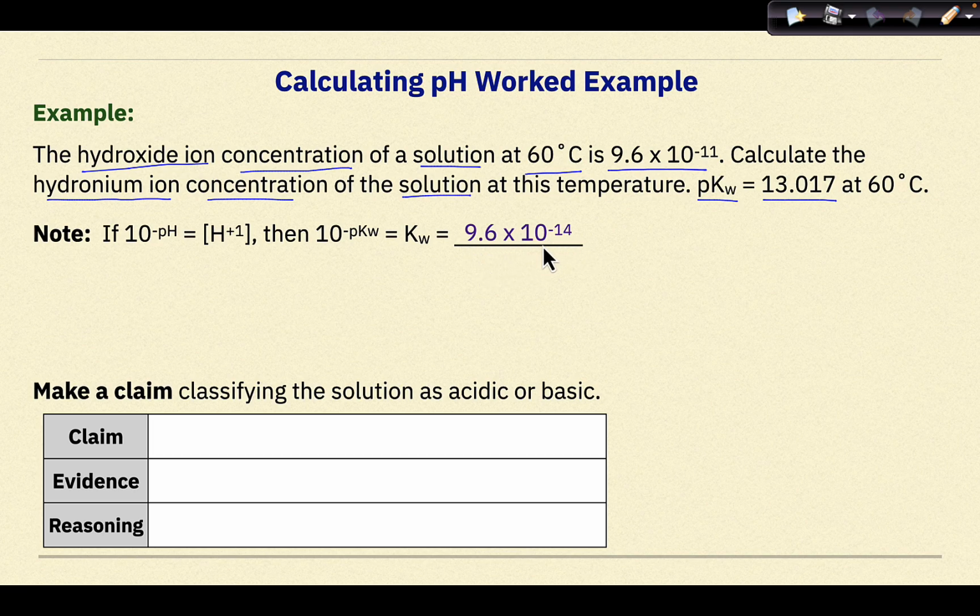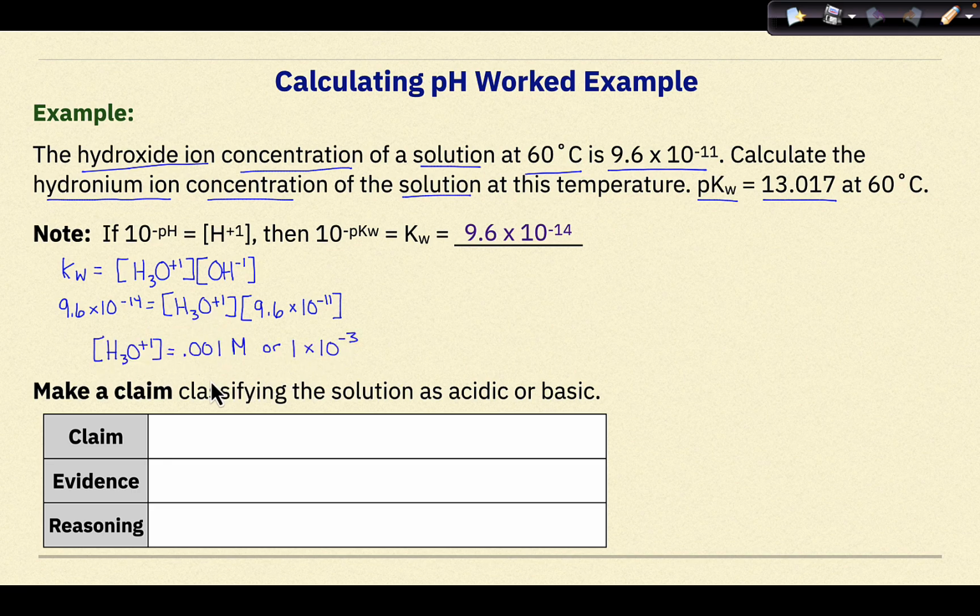We can use this Kw to solve for our hydronium ion concentration. So we're going to start with Kw is equal to the hydronium ion concentration times hydroxide ion concentration. We're going to plug in our value for our Kw and our hydroxide ion concentration, which is given in the stimulus. And when we solve for our hydronium ion concentration, we find it to be 0.001 molar, or 1 times 10 to the negative 3 molar. Based on this information, we can make a claim classifying the solution as acidic or basic.